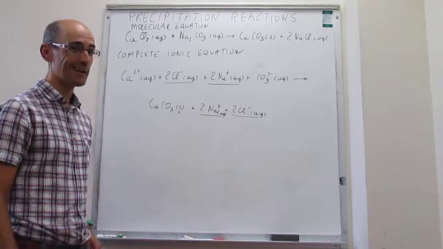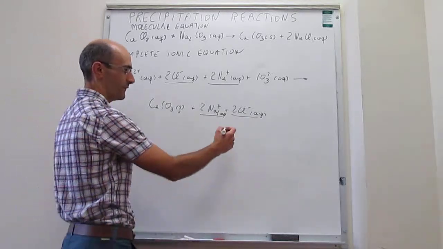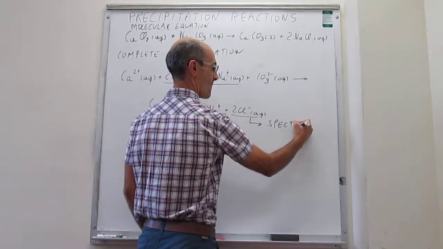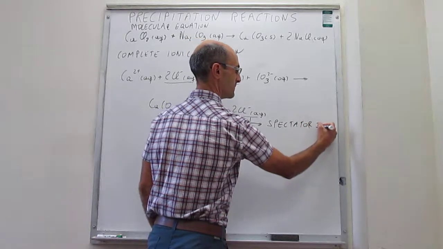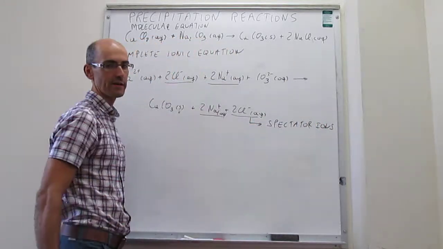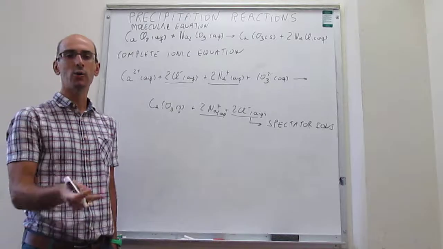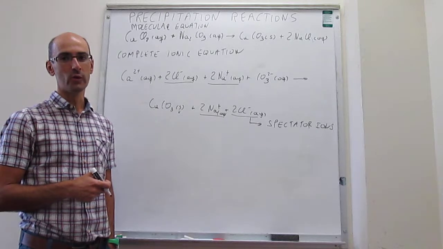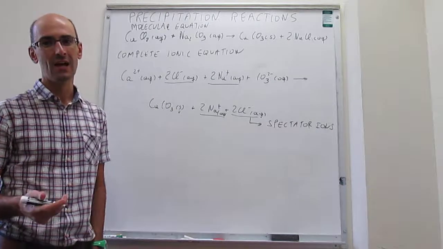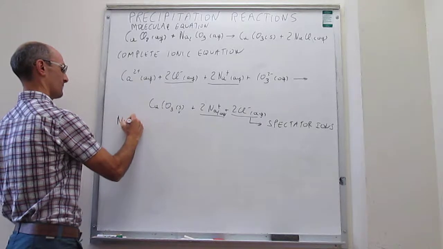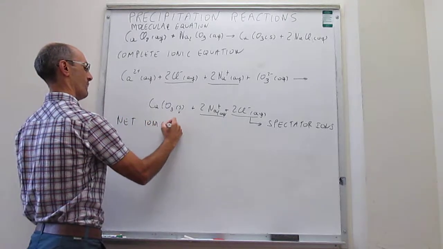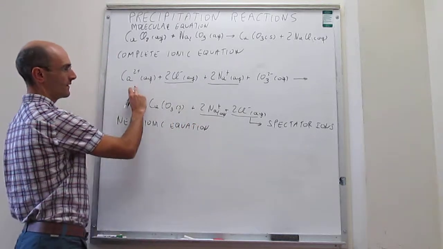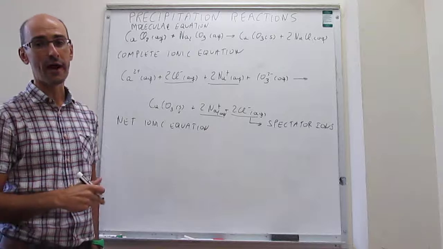So these ions that don't form part of the overall precipitation reaction are called spectator ions. Then, to hone in a little better on what really is going on in these precipitation reactions, we can write something called the net ionic equation, which is the same thing as the complete ionic equation, but with the spectator ions removed.